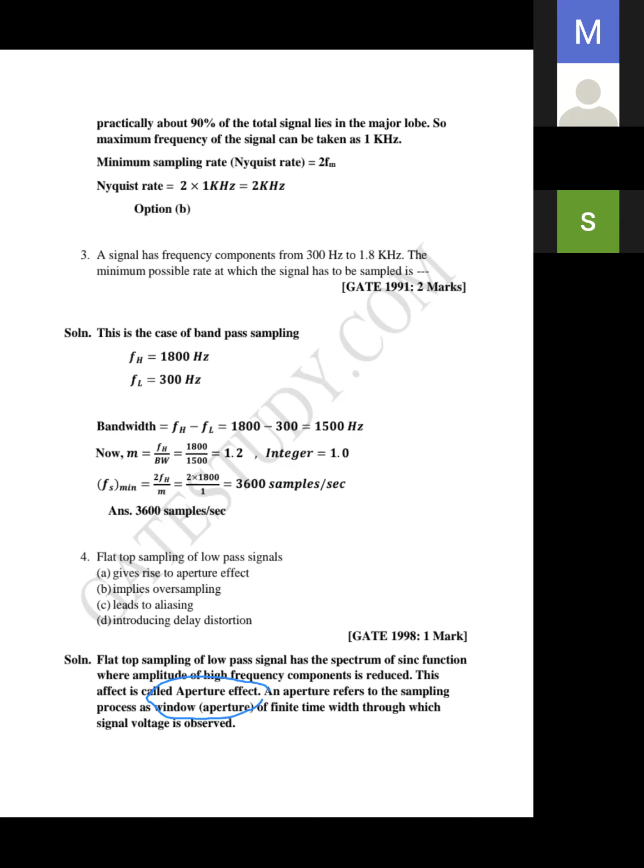So flat top sampling gives rise to the aperture effect. There are four options: oversampling leads to aliasing, interaction, delay distortion. Nothing like that is possible with flat top sampling. The highest amplitude component is reduced, and that effect is called the aperture effect. That's why flat top sampling of a low pass signal gives rise to the aperture effect.